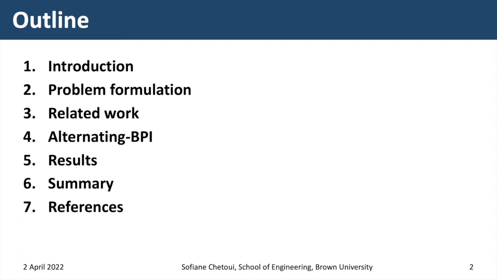The outline is as follows. We're gonna start with an introduction, then I'm gonna introduce the problem formulation. Afterwards, I will walk you through the related work. Then I will introduce the alternating blind identification of power sources. Then we're gonna discuss the results and the summary.